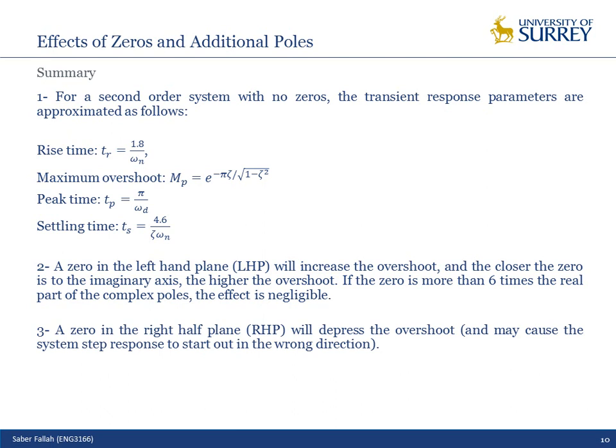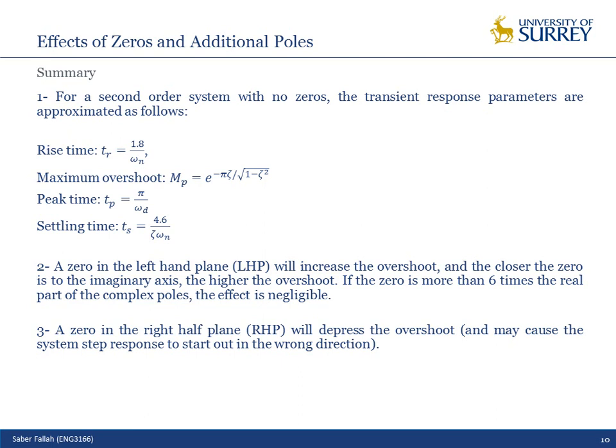A non-minimum phase zero, a zero in the right half plane, will depress the overshoot and may cause the system step response to start out in the wrong direction. It means instead of having overshoot, we will have undershoot, which is totally undesirable. We don't want to have such a response.